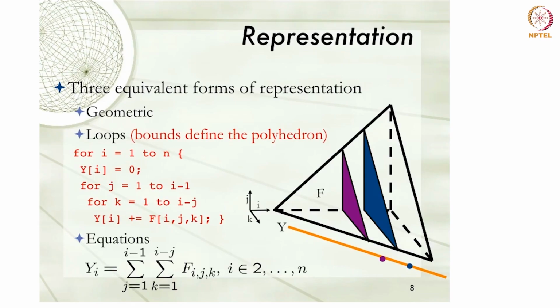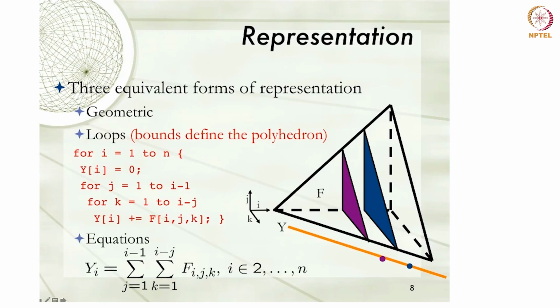You see that? k equals 1 to i minus j, or j equals 1 to i minus 1. And then for any given value of j, the k goes from 1 to i minus j. So there is a triangle. The size of the triangle is changing because the upper bound is related to i. The upper bound of the two inner loops is i minus 1 and i minus j. And then I am computing this: y_i is accumulating f of i, j, k.